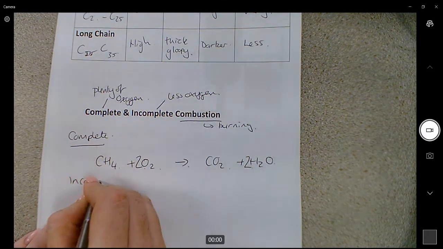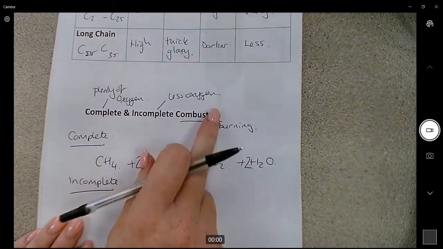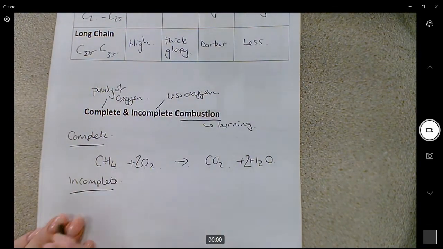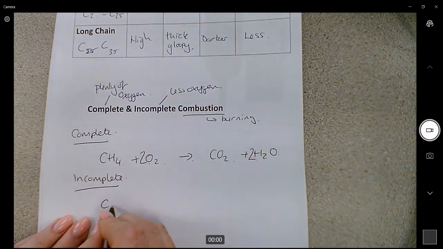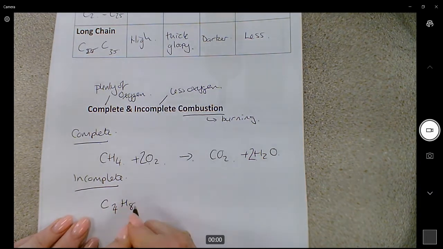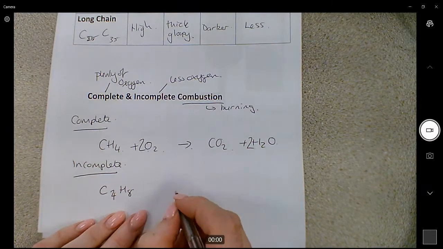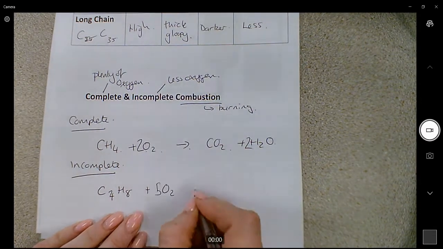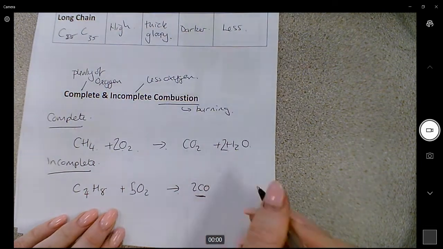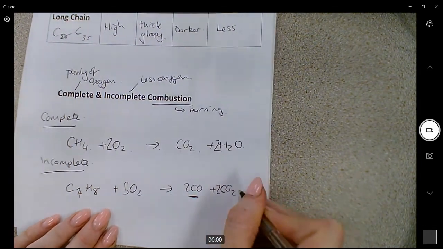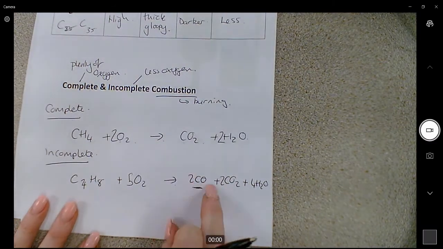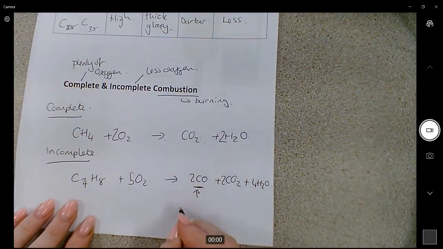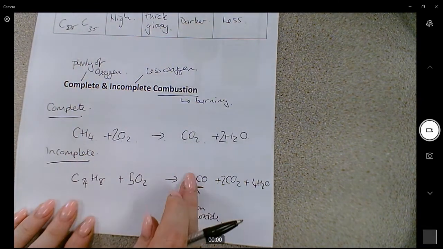Incomplete combustion, you make something different. So we've just said that incomplete combustion is when you don't have as much oxygen present. Alkenes usually undergo incomplete combustion. So for example, if I had an alkene of C4H8, again, double the hydrogen, that's how I know it's an alkene, plus oxygen, can you see how I've now got a new product in this reaction? Don't worry about the balancing of the equation. I'm just wanting to show the fact that I've made another product here, which is carbon monoxide. And carbon monoxide is a product of incomplete combustion.